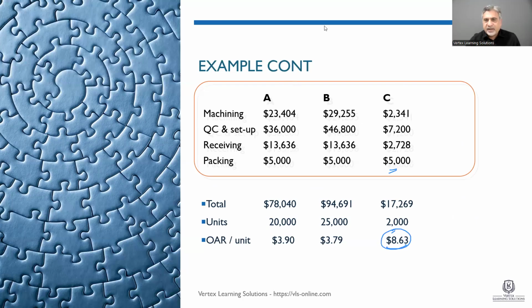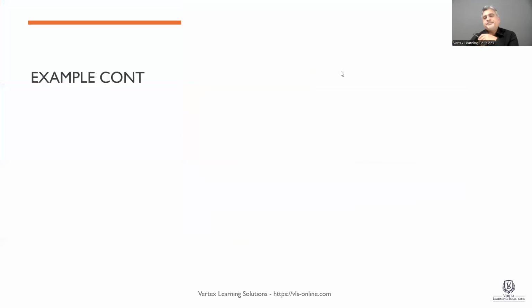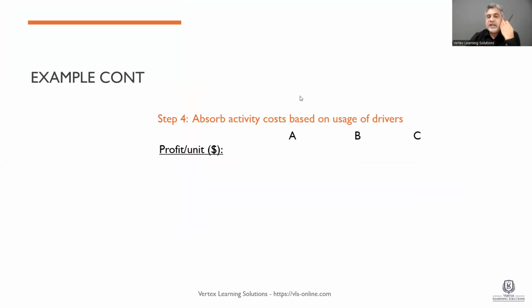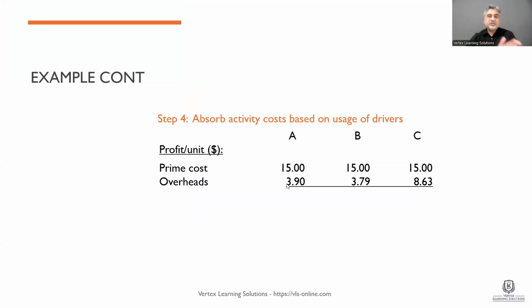Now, what impact will it have on my final cost? So see here. Now we have to absorb these overheads into my total cost. If you remember, we calculated before that our prime cost was 15 for the 3 units. Then we had to add our overhead cost, which is 3.9, 3.79, and 8.63. My total production cost comes out to be 18.9, 18.79, and 23.63.